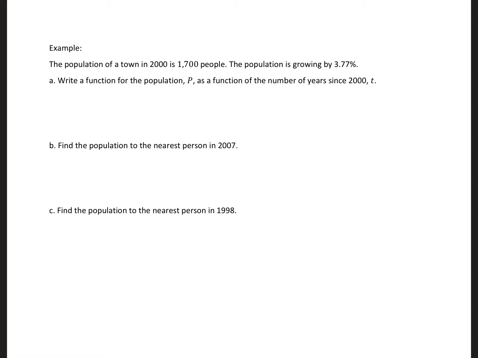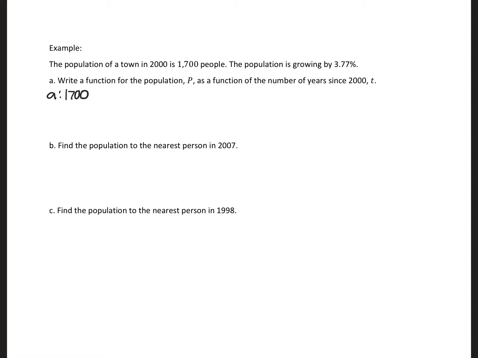So here we have a population in the year 2000 of 1,700, and the population is growing by 3.77%. So our initial value, A, is still going to be the starting value of the population. Remember, here T is years since 2000. So starting in the year 2000, we have a population of 1,700.